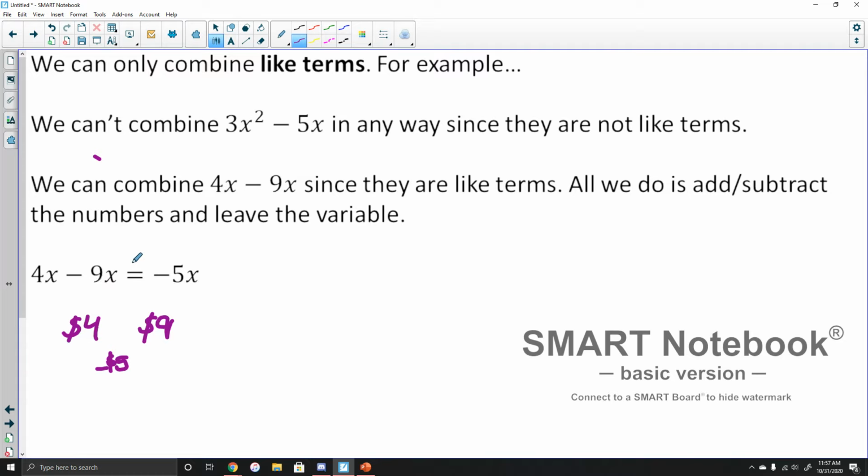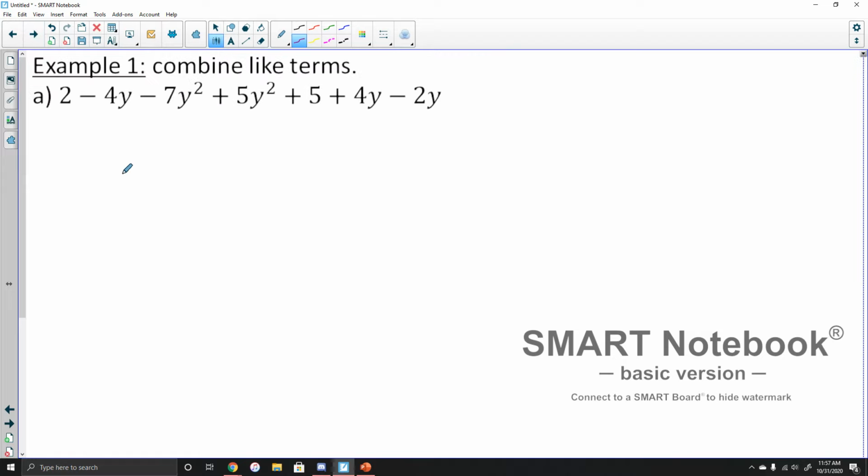A lot of people will still get confused with their negatives, and adding negative numbers or subtracting and working with negative numbers, right? Or you could also just do 9 minus 4, which is 5, but then you realize that the -9 is bigger, so that means it has to be -5. And then that x just stays out front, right? If we have 4 of this, subtract 9 of that, then we're going to have -5 of that same thing. So for example 1, I have combined like terms. These look pretty long, but they're not that bad.